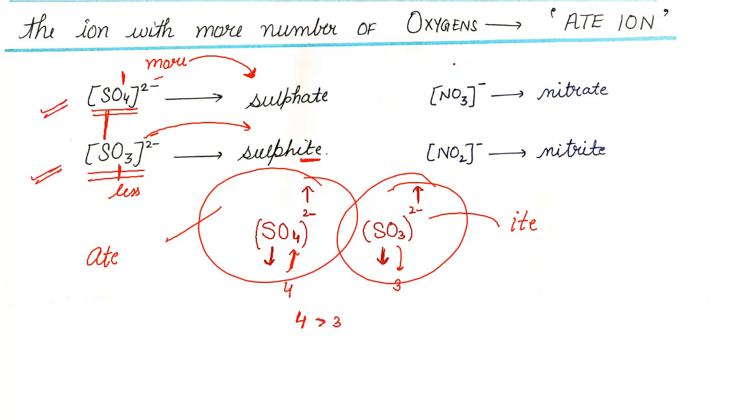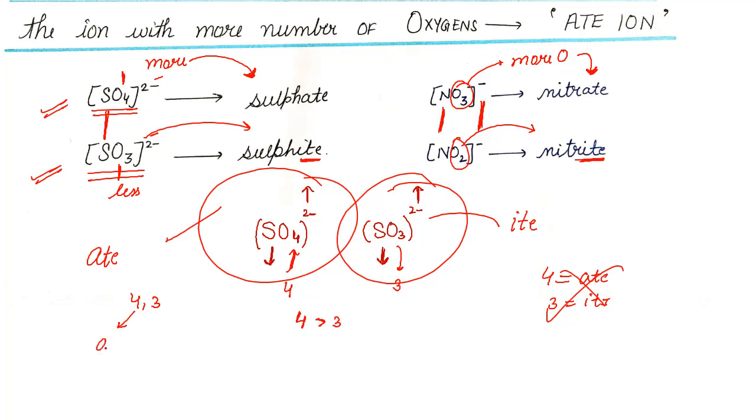Moving further, you have NO3 with a -1 and NO2 with a -1. See, nitrogen same, 1 minus same. The only difference is here 3 oxygens, here 2 oxygens. So the one with more oxygen will be known as nitrate ion and the one with less oxygen will be known as nitrite ion. Okay, so once again, see, I am not saying 4 is equal to ate and 3 is equal to ite. No, I am saying if there are two ions, one with 4 oxygen, one with 3 oxygen, then 4 is known as ate and 3 will be known as ite. Similarly, if there is other ion, one with 3 and one with 2, since 3 is more, so you will call it ate. Since 2 is less, so you will call it ite ion.